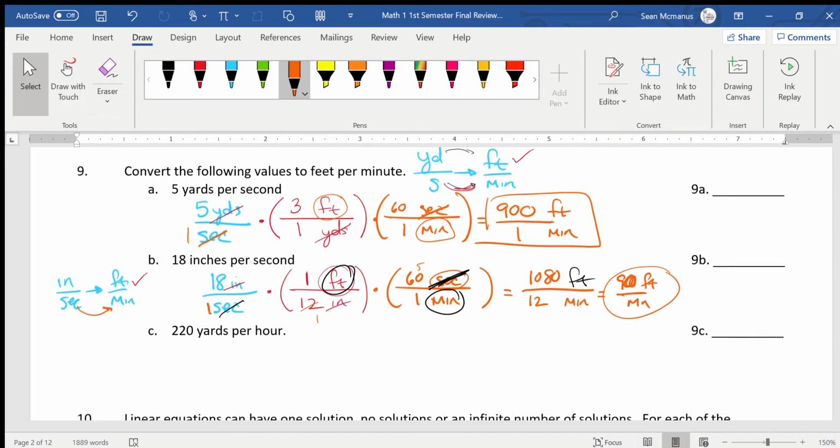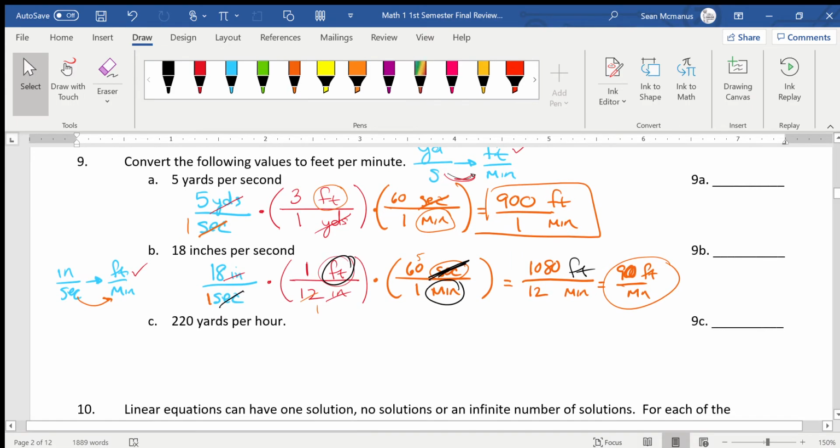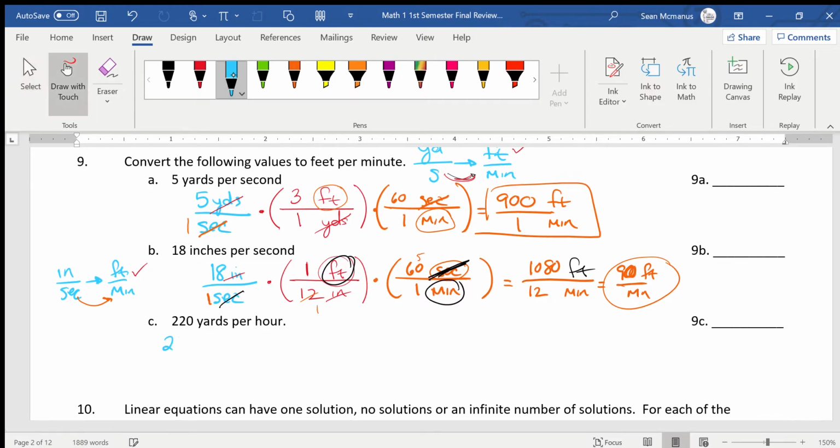So these are a little bit tricky. Let's do one more. So this time I'm going from 220 yards per hour, and I'm still going to feet per minute. So I'm going to take my yards and they're going to become feet. And I know from above 3 feet is equivalent to 1 yard. So the yards cancel and I'm left with feet.